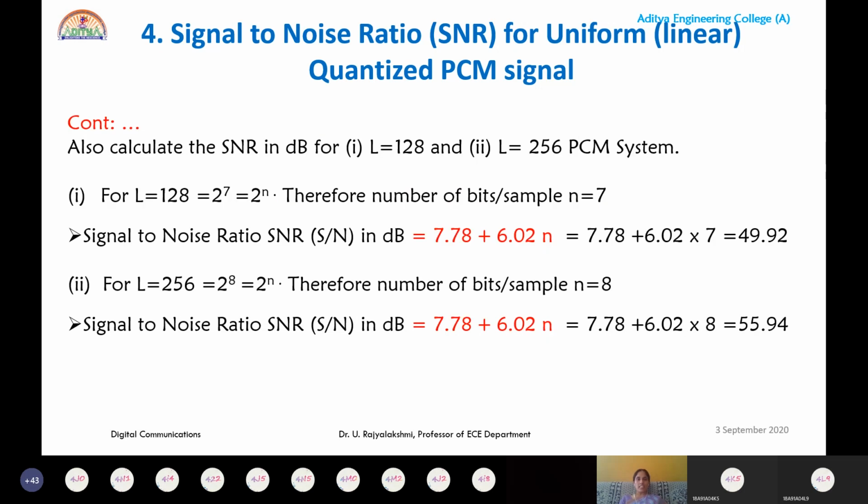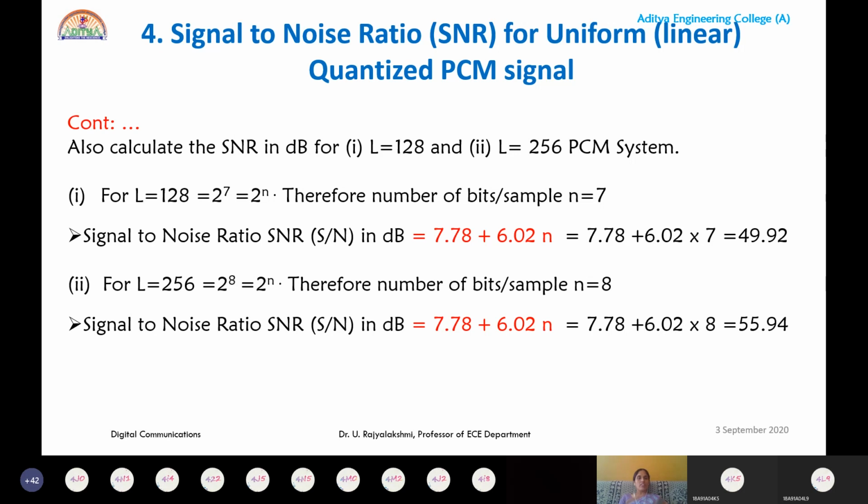So we need to calculate the SNR in dB for L equals 128 and L equals 256 PCM. When L equals 128, you can represent it in the form of 2 power 7, so the number of bits per sample N will be 7. You can call the number of bits per sample as the number of bits per frame. So what is the expression? 7.78 plus 6.02 N. Substitute N as 7 so that you can get the SNR in dB for the 128 PCM system. So you will get 49.92 decibels.